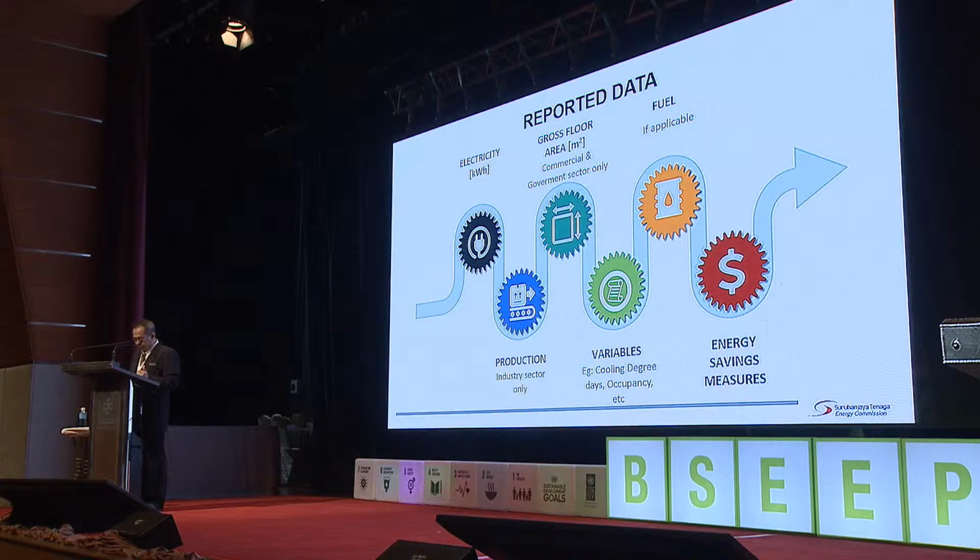So you see the reported data: all the electricity data, industry sector, the floor area, the cooling degree, and also the occupancy per day, and all the fuel. If they have, not only electricity, some industries are using coal or gas for their production, so they have to inform us. And then the energy saving measures they are doing.